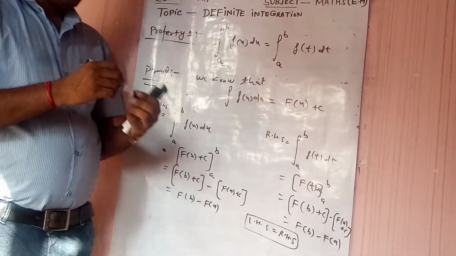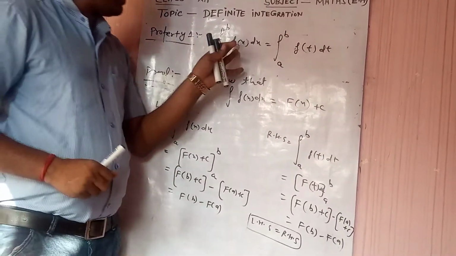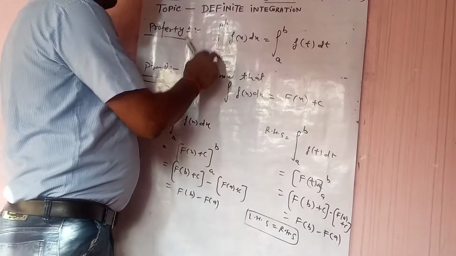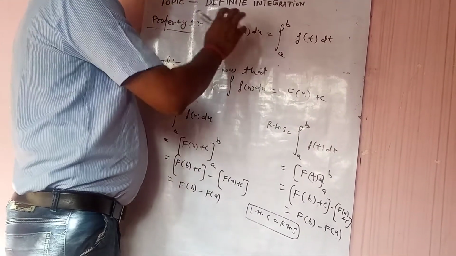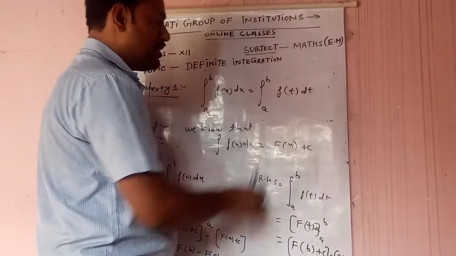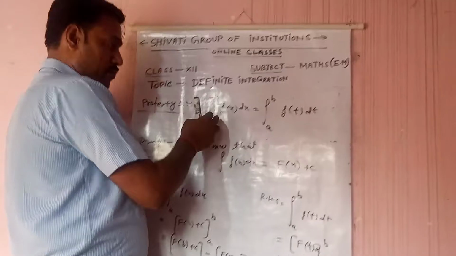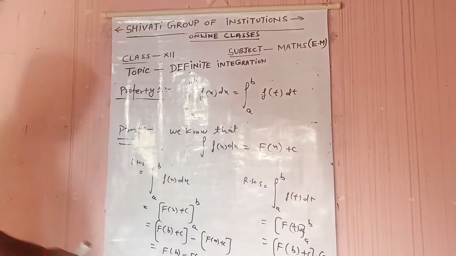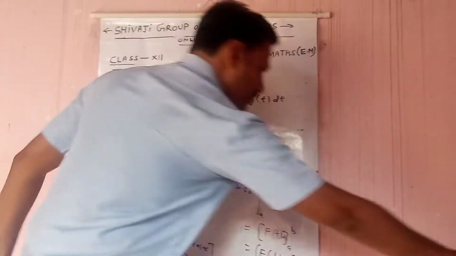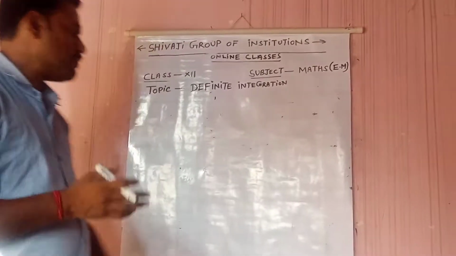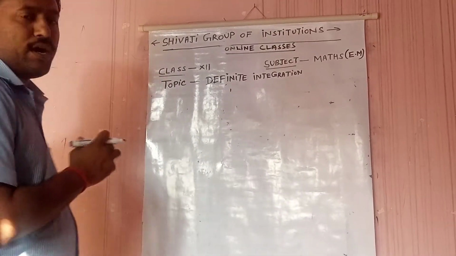So students, this property says that when any function within the given limit a to b, if the function is the same and the limit is the same, and only the variable is changed, then the value of the integration remains unchanged. Now students, let us take some examples based on property number 1.